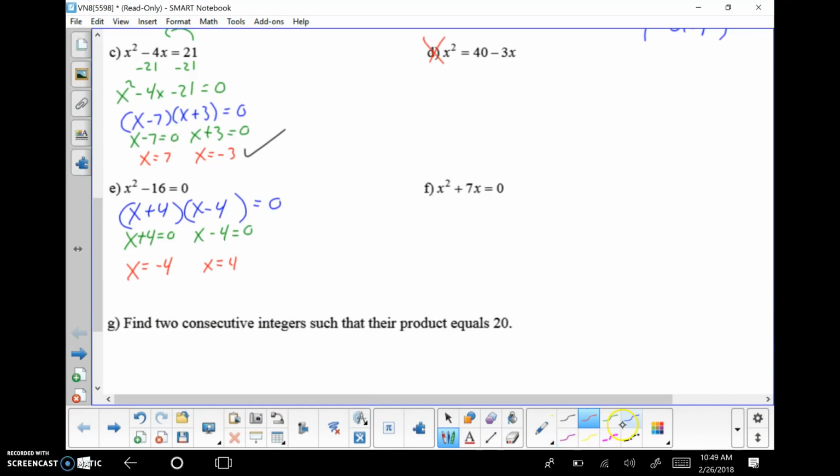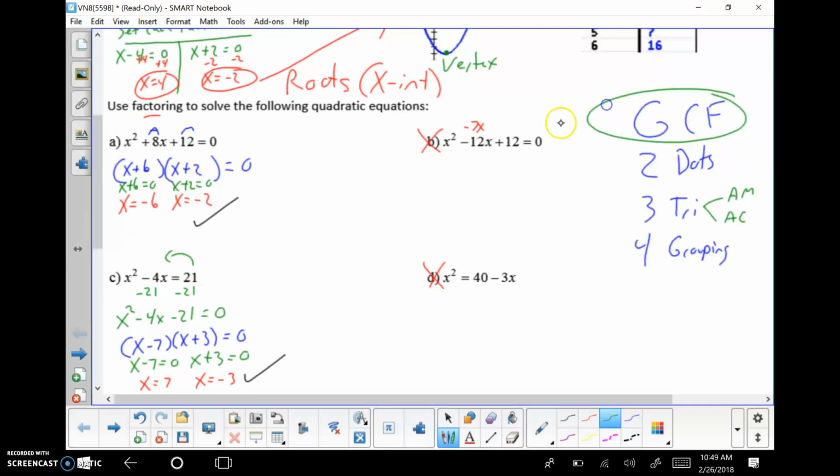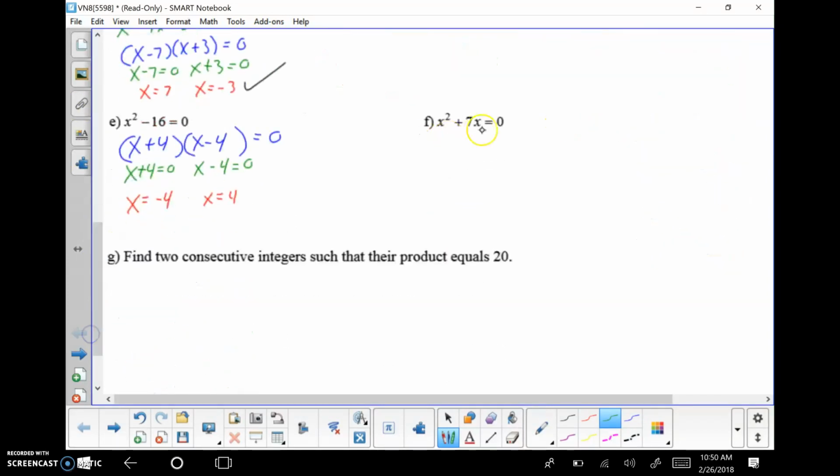F is a challenge for some students. They see that x squared, 2 terms, they think difference of squares. But remember, before you get to the 2, 3, 4, you have to look for GCF first. And this one has it. 2 terms, they both have an x. So you take that x away, what's in common is x, and the other factor is x plus 7, equals 0.